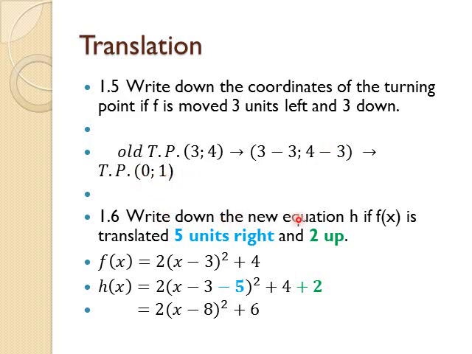They can also say: write down the new equation h if f of x is translated 5 units right and 2 units up. So we had f of x equals 2(x minus 3) squared plus 4. When I say 5 units right, in the equation I have to change the sign. Initially it would read plus 5, but here I have to put it as negative 5, because when I simplify x minus 5 and take negative 5 over, it becomes positive 5. So 5 units right becomes negative 5. 2 units up stays the same, plus 2. So minus 3 minus 5 gives me minus 8, and 4 plus 2 gives me plus 6.